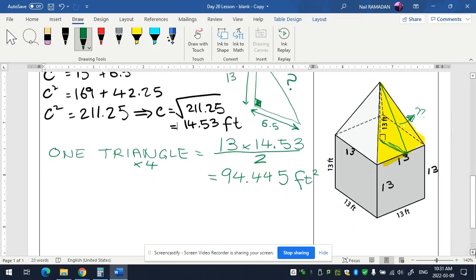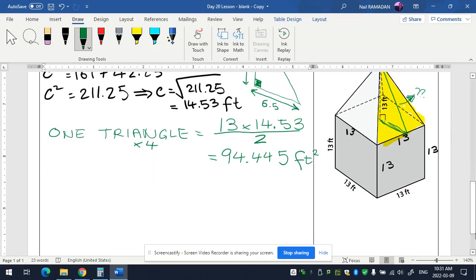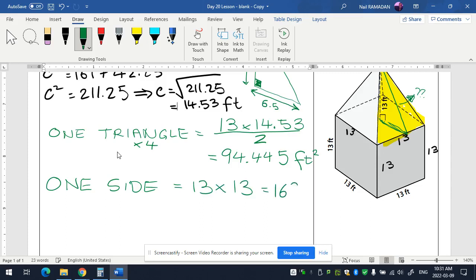Okay. Now let's do what? Sebastian, what should we do now? I mean, we're done all the top faces. What should we go to? The square faces. Yes. So 1. Now let's just call it one side. Okay. One side equals 13 times 13, which is 169 feet squared. Okay, as far as the sides are concerned, how many times do they repeat? As far as the sides, 4 times.